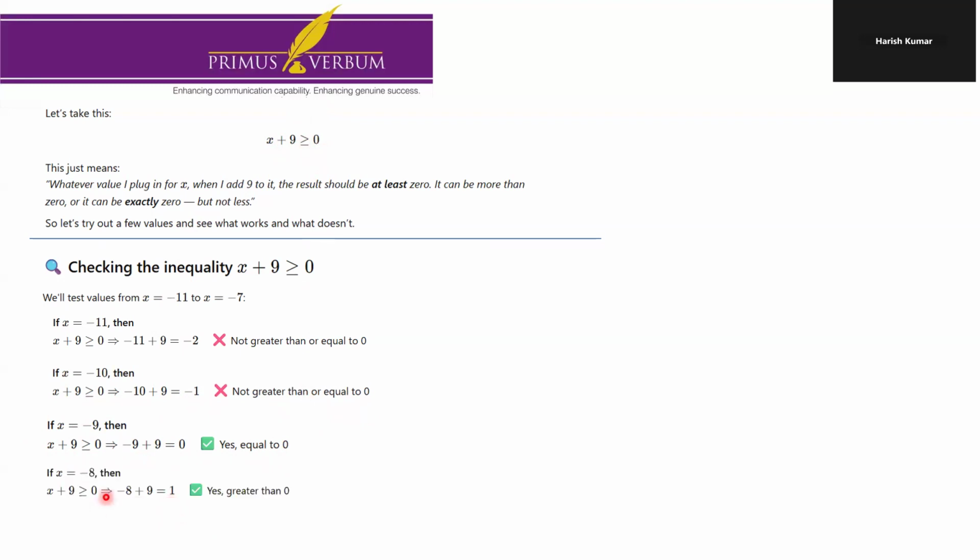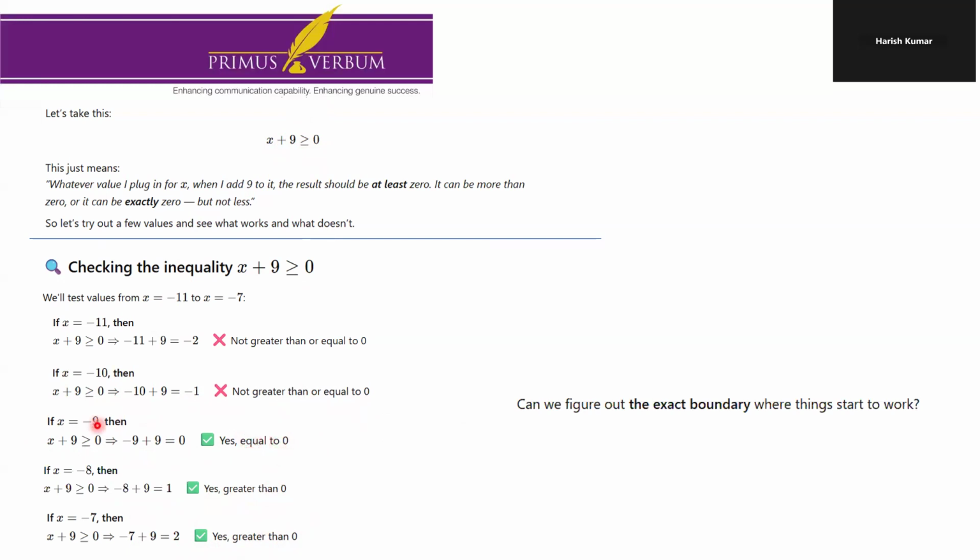Let's go further and try with minus 8. Again, the answer is 1 and 1 is greater than 0. And when x is equal to minus 7, the answer is 2 and it is greater than 0. So we see that starting from minus 9, everything starts to work.